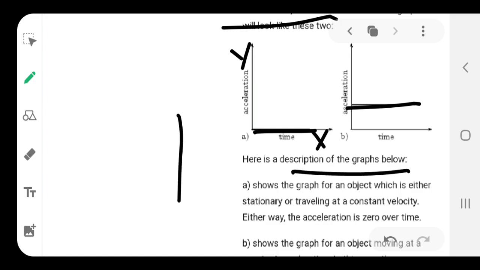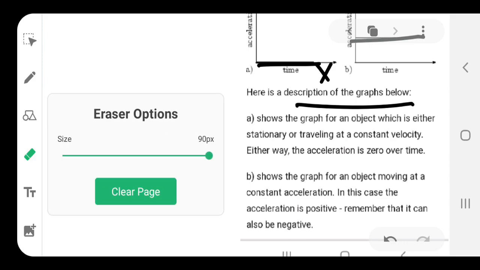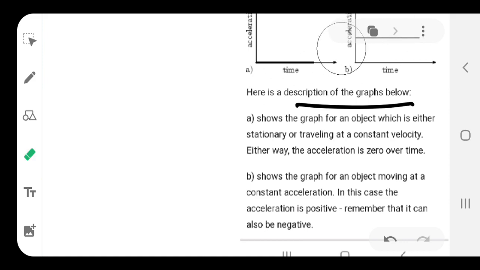It shows that the object is either stationary or traveling at a constant velocity, so the acceleration is 0 over time. And in the second case, we have just seen that the object is moving at a constant acceleration, and in this case the acceleration is positive, and I have told you that it can also be negative, that we will study over time.